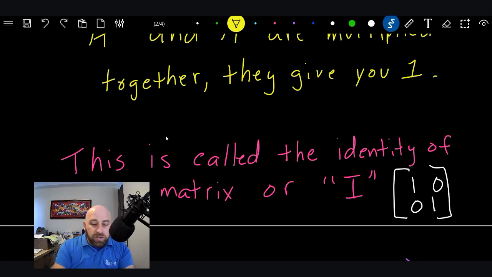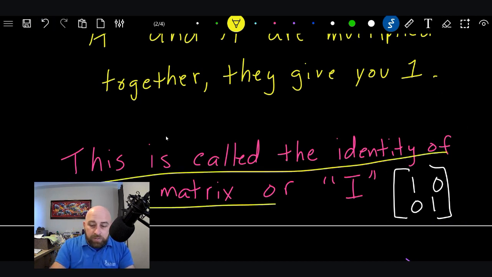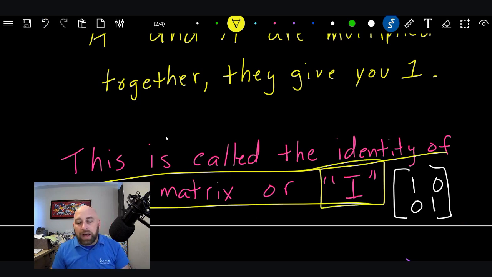This is called the identity of the matrix, or the I. Whenever you see the capital letter I when dealing with matrices, you're going to know that's my identity matrix.